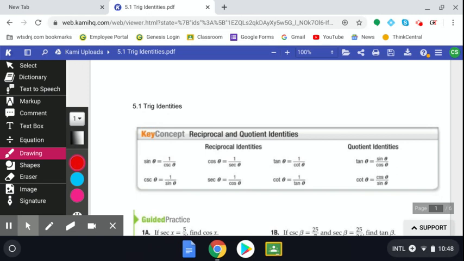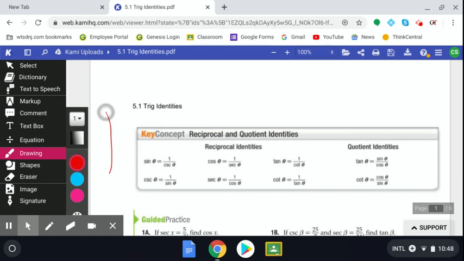You should know that sine theta is equal to 1 over cosecant theta. Cosecant theta is 1 over sine theta. Cosine theta is 1 over secant theta. Secant theta is 1 over cosine theta. Tangent theta is 1 over cotangent theta. Cotangent theta is 1 over tangent theta. Those are the reciprocal identities. Quotient identities: tangent theta is sine theta over cosine theta. Cotangent theta is cosine theta over sine theta.